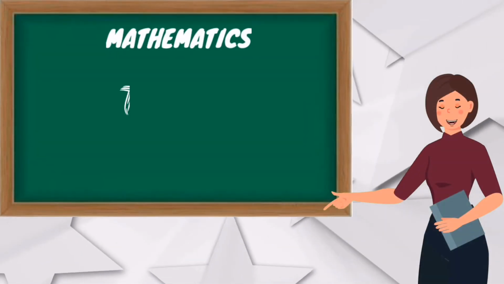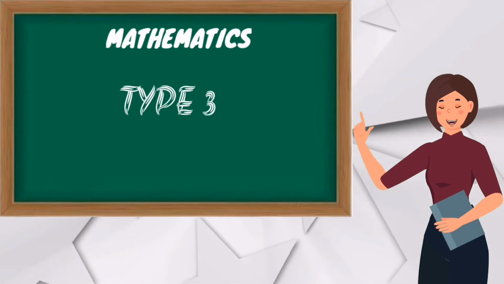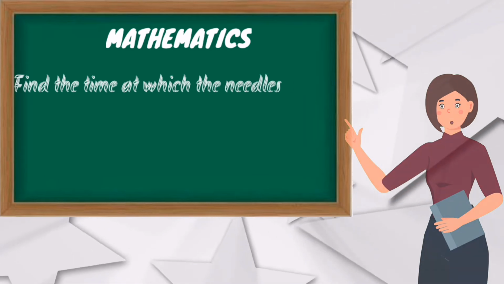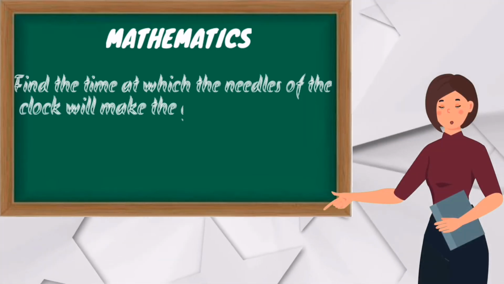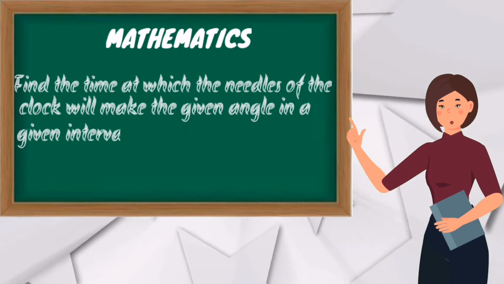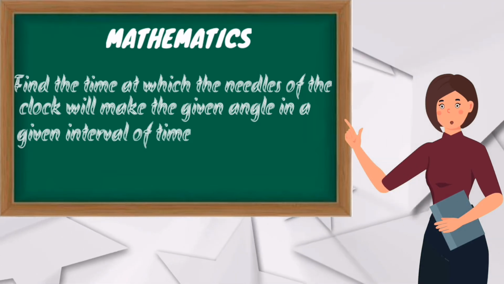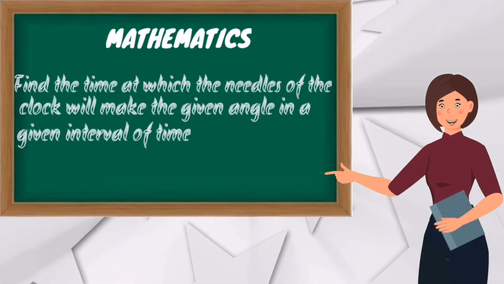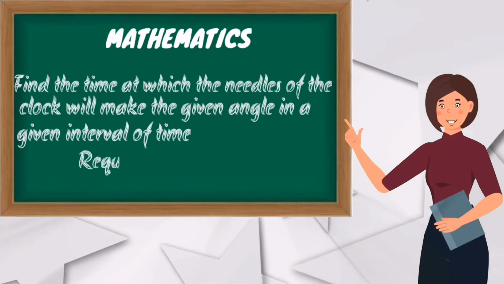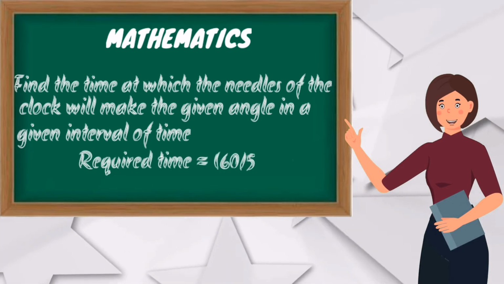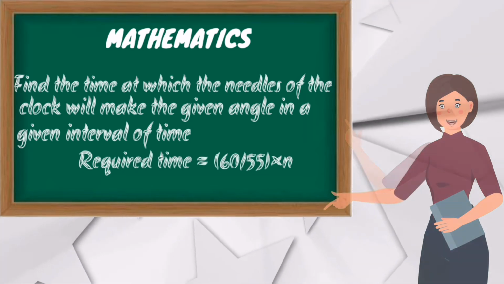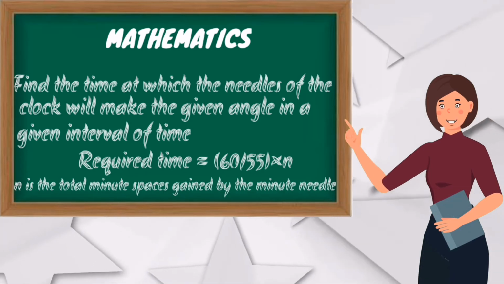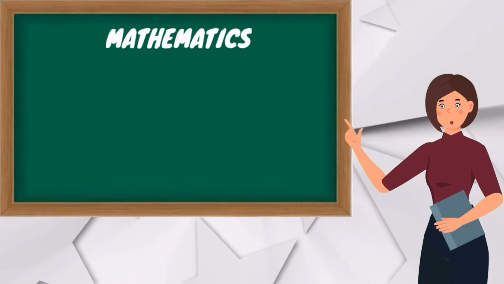Moving on to our next type of question. In this type, we'll be asked to find the time at which the needles will be forming a specific angle and that too in a particular interval of time. Here we can apply a simple trick, that is a simple formula for required time. So required time is equal to 60 by 55 into n, where n is the total minute spaces gained by the minute needle. Now what is this 60 by 55?